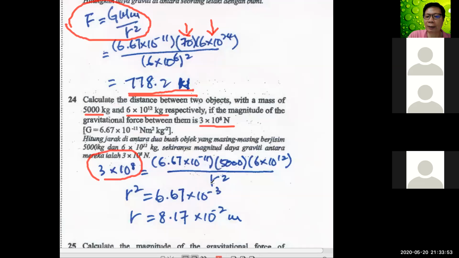Find R squared from the formula, then you find the value of R. So this one bring over, this one bring down. Then you use a calculator, then you get this answer. Check your answer now for those who already answered. For those who haven't done anything, you better copy now.